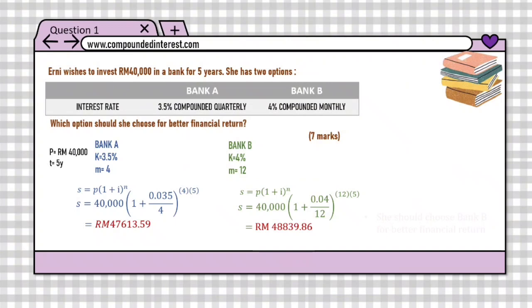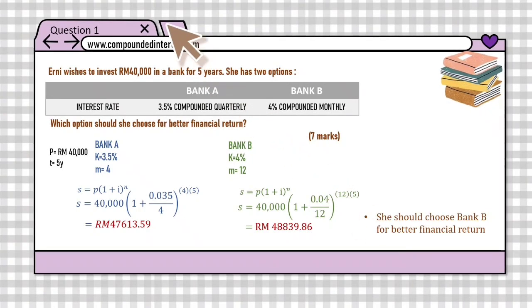It's RM48,839.86, and Bank A is RM47,613.59. So she should choose Bank B for better financial return.